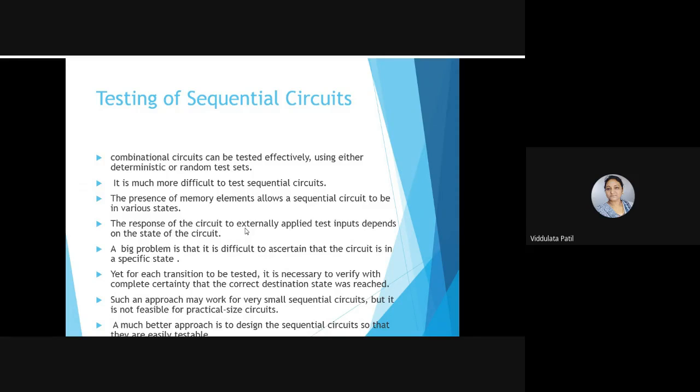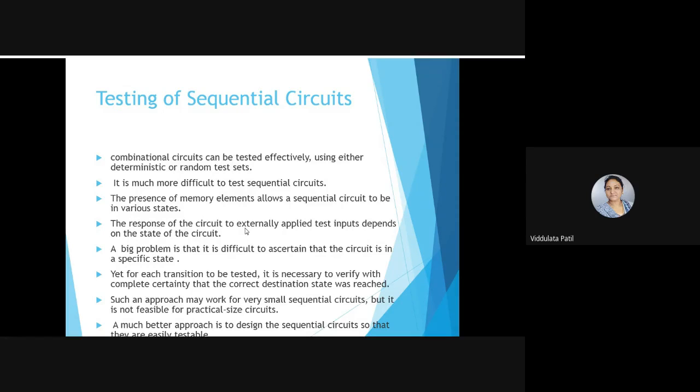Now in today's session, we are going to discuss how to test sequential circuits. As you know, in a combinational circuit, depending only on the input that we give, we get the output. But in a sequential circuit, that is not the case. The output depends on the input applied at the same time and also on the previous state output. That is also responsible for the output in the current state.